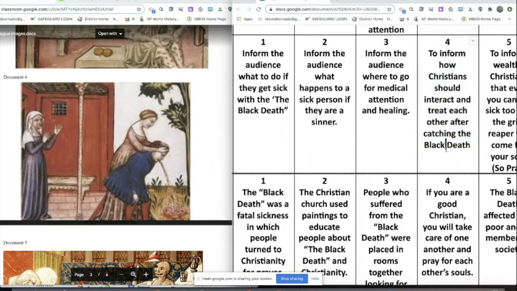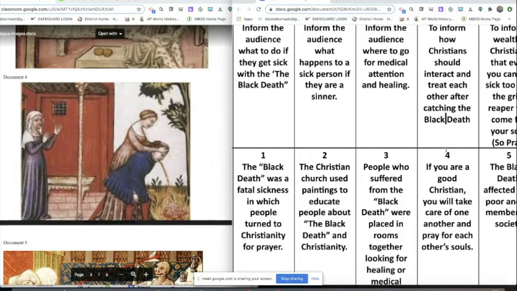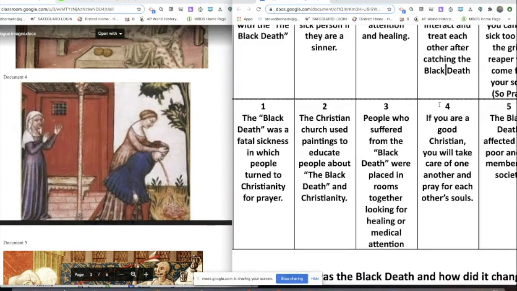Okay? Now, what is the message in here, highlighted in blue? If you are a good Christian, you will take care of one another and pray for each other's souls, evidenced by the person that's sick, the individual who's taking care of that individual, and the Christian church that's praying for their souls. So you have influence of the Christian church here on the lives of these people.